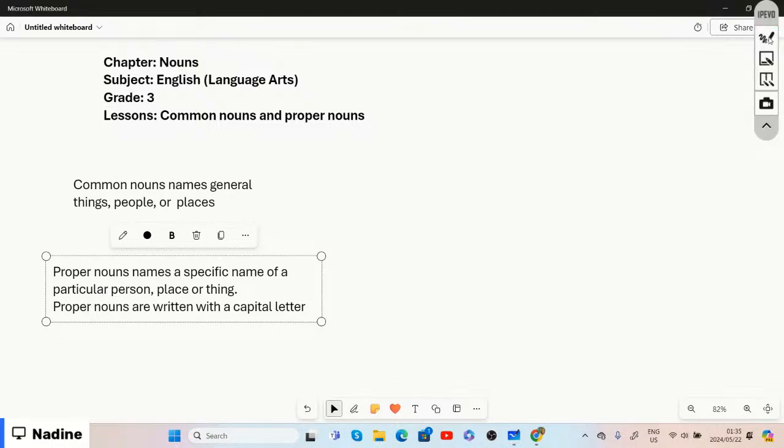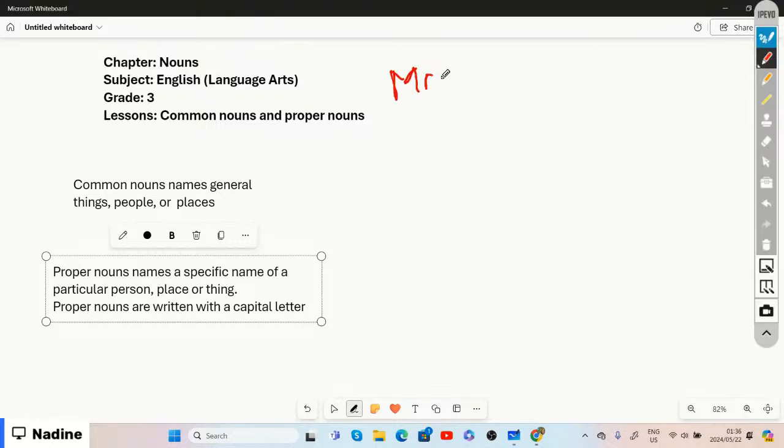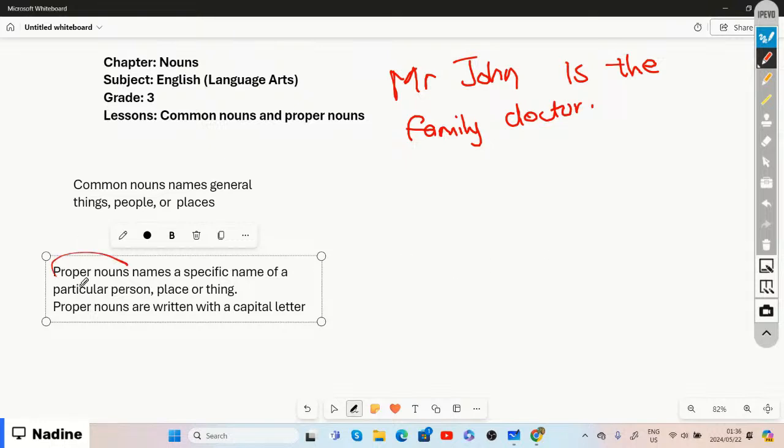If we go into another one, let's choose one more. It says, Mr. John is the family doctor. So if we were to say Mr. John is the family doctor, what would be the proper noun? The proper noun within that sentence. The proper noun, not the general noun, the proper noun in that sentence.